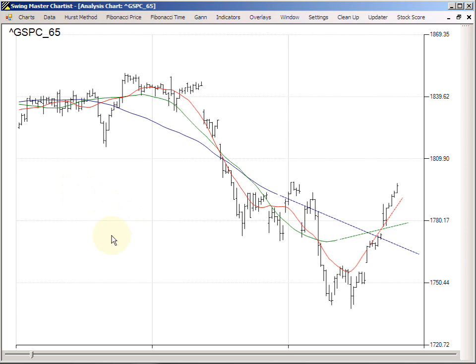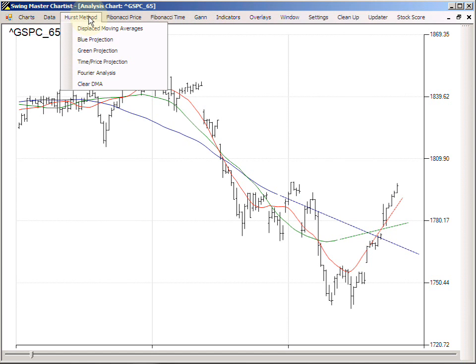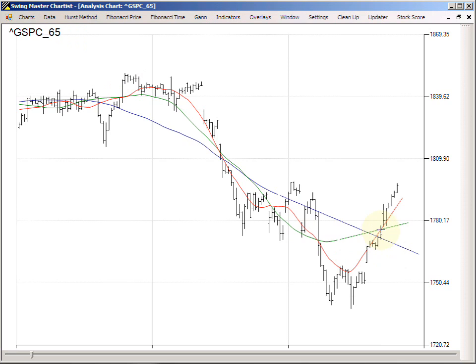Now we'll use our time price method. We'll go Hurst Method, time price projection. We're going to click on the first intersection of the red and the green, the previous intersection of the red and the green, and the intervening low in this case. And that gives us a projection of about 1813 on February 10th for this particular swing.